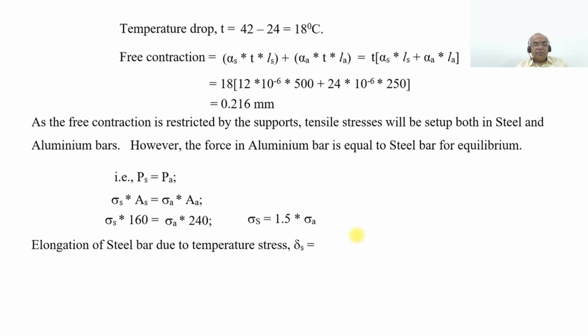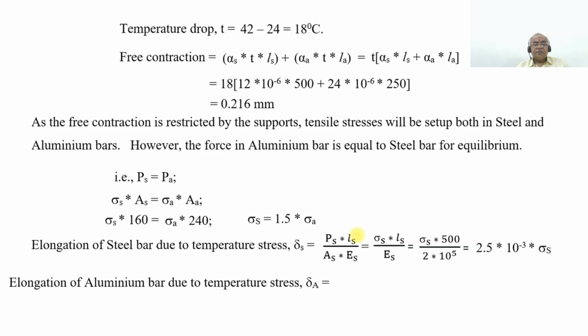Elongation of the steel bar due to temperature stress, delta S, is PS into LS by AS into ES. You know that PS by AS is sigma S, into LS by ES. So sigma S, into the length of the steel bar, 500, divided by 2 into 10 to the power of 5, will be equal to 2.5 into 10 to the power of minus 3 into sigma S.